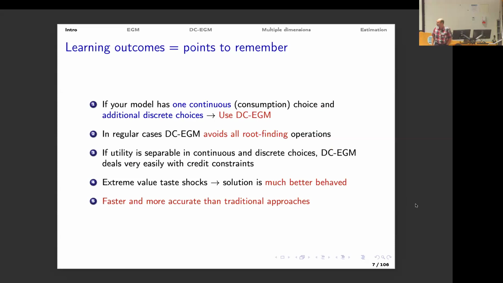What are the learning points? If the model has one continuous and one additional discrete choice, DCEGM is probably the best way to approach this model that there is. In regular cases, DCEGM avoids all root finding procedures. And of course, that means that this is super fast. If the utility is separable in continuous and discrete choices, then the credit constraint is not a problem and can be accounted for in a very efficient way. And as I said, you can use this with the numerical or logit smoothing to get a much better behaved setting.